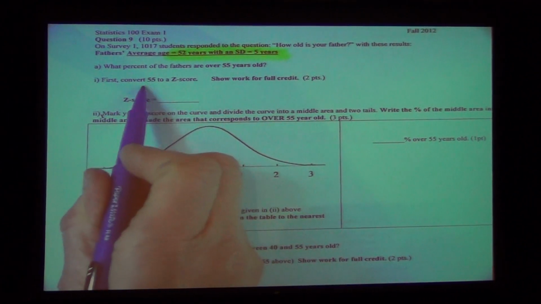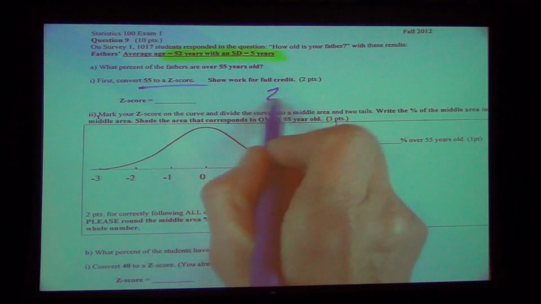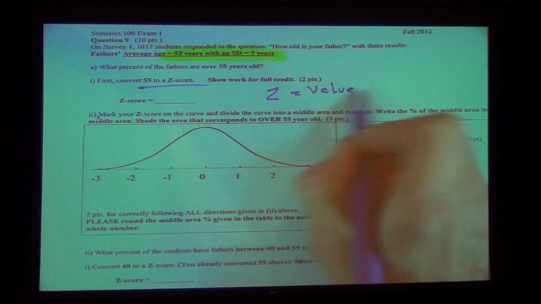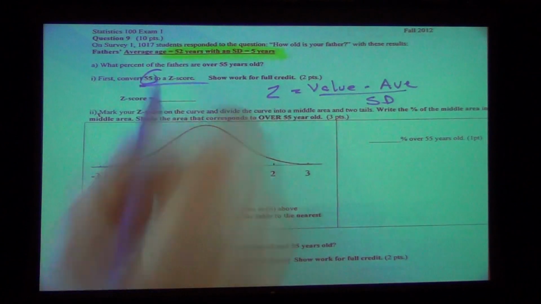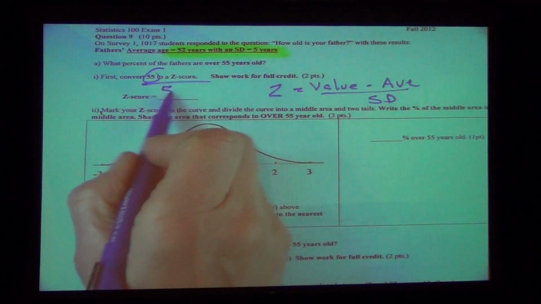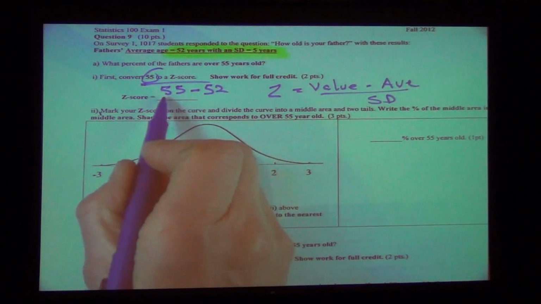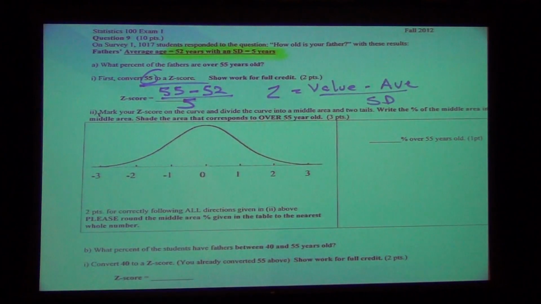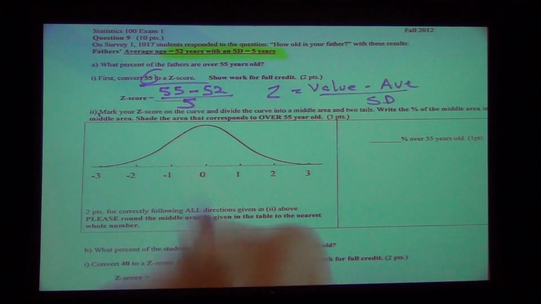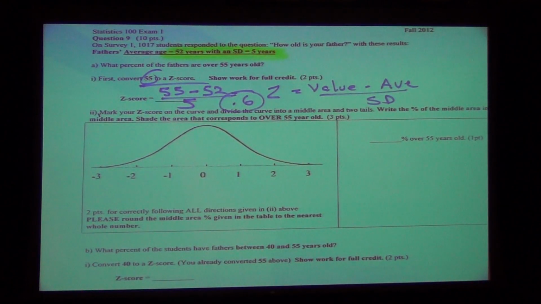So you just have to change that to a z-score. Remember, z is going to be equal to your value minus the average over the standard deviation. That's your value. All right, so we'll just say 55 minus 52, which is 3 years. But in terms of a z-score, we have to divide by 5. So that's 3/5, 0.6 is your answer. Okay, so that is your z-score.